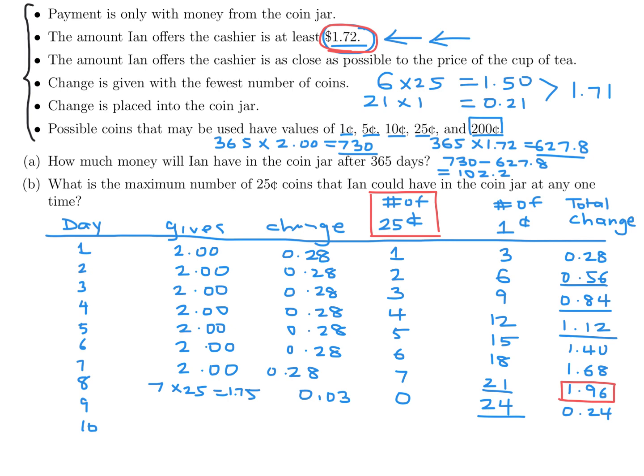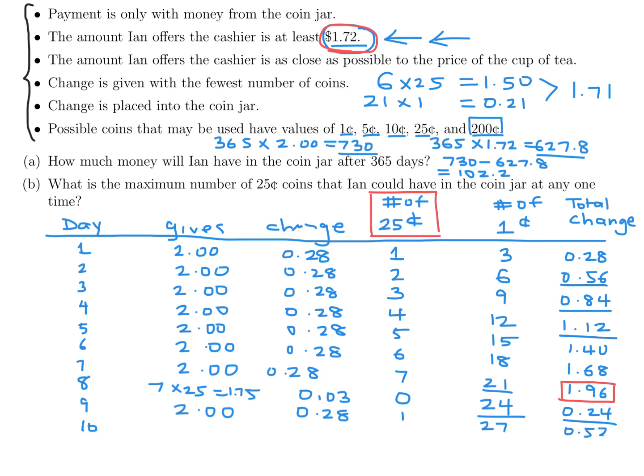Now he doesn't have enough change to buy a cup of tea, so he's got to go back and dip into those $2 coins, and therefore he gets 28 cents change. He gets a quarter, and he gets 3 pennies, so this goes up to 27, and now we're up to 0.24 plus 0.28, which is 0.52.